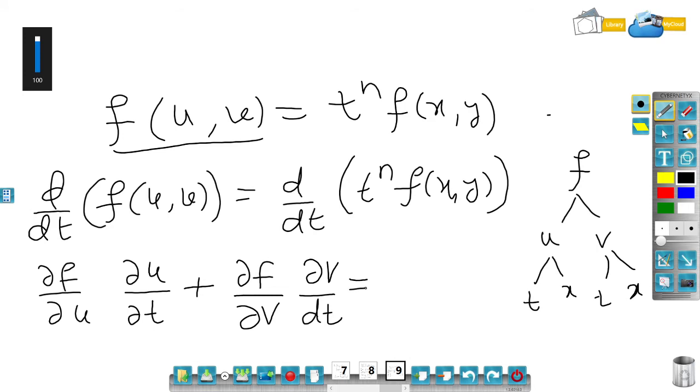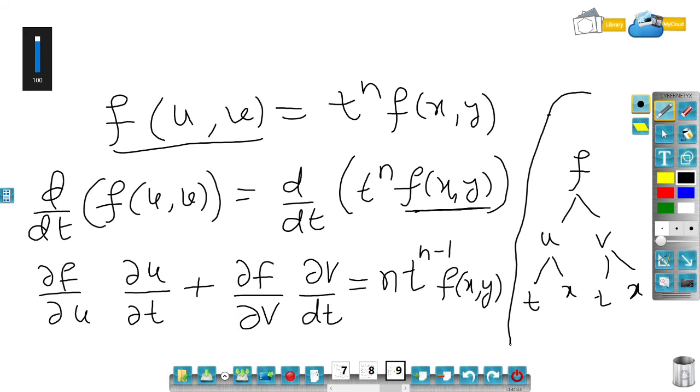Here, how will I take the derivatives? This is f of x comma y. It is independent of t, so that will come outside. So only the derivative of t raised to n, n t raised to n minus 1. So f of x comma y will remain as it is. Right.